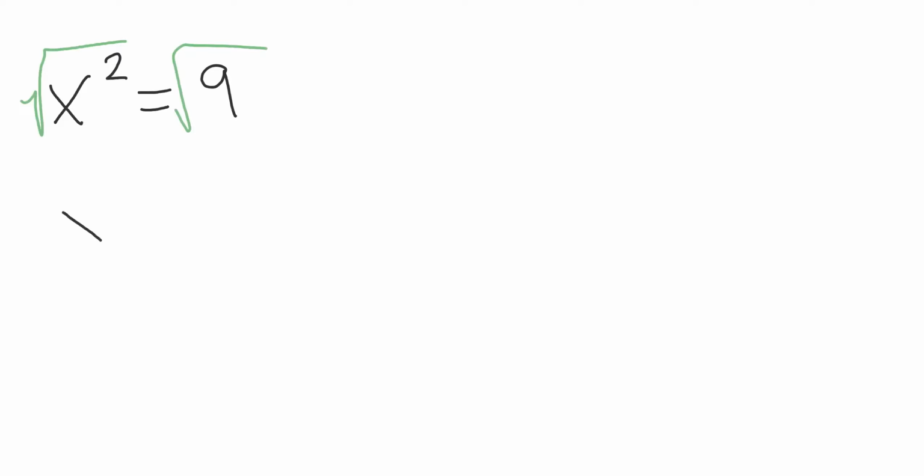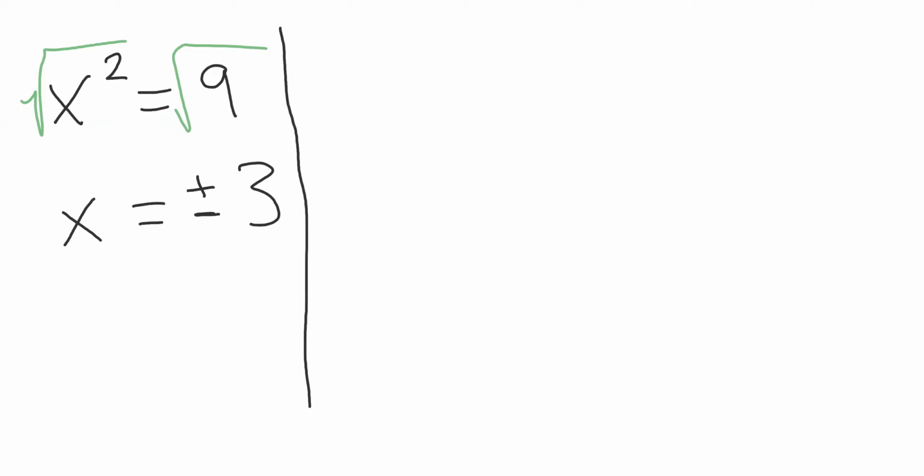Then we get x on the left-hand side, and we have to remember that because x squared is 9, x is really going to equal plus or minus the square root of 9, which is 3. So we have two solutions here. If x squared equals 9, x can equal 3, or x can equal -3.